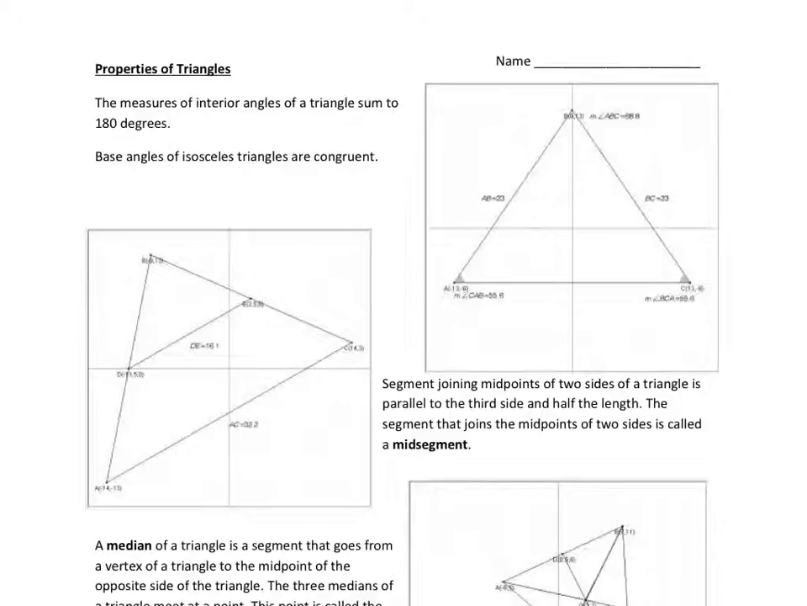A segment joining the midpoints of two sides of a triangle, like this one, is parallel to the third side and half the length. So this segment right here, which is called a mid-segment, is parallel to this side of the triangle, and this measurement is half of this measurement. I don't know if you can read it, but it's 16.1, and that's 32.2 units.